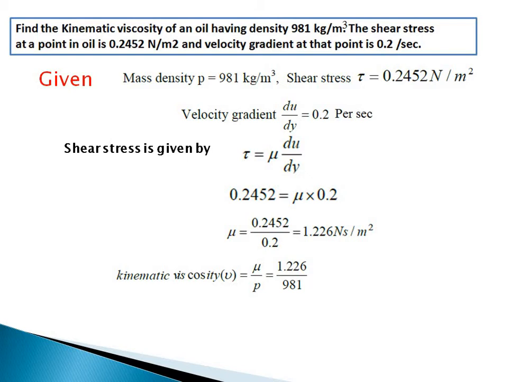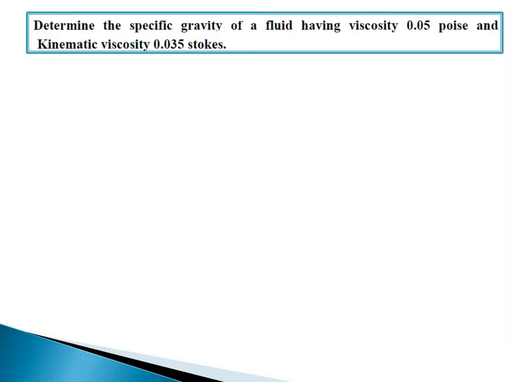Now the kinematic viscosity nu can be given as mu by rho. So mu is 1.226 divided by rho, which is 981. So the kinematic viscosity is 0.125 into 10 to the power minus 2 meter square per second. Okay. Now consider another problem.